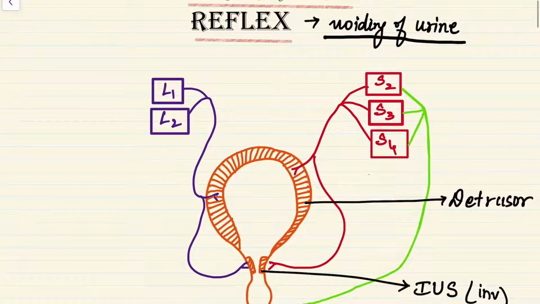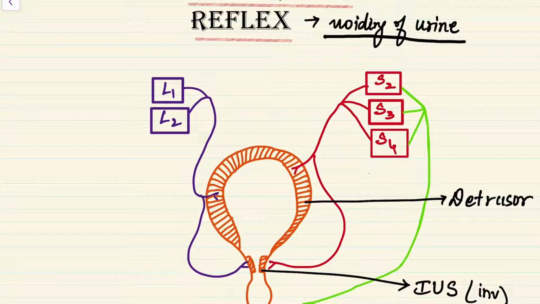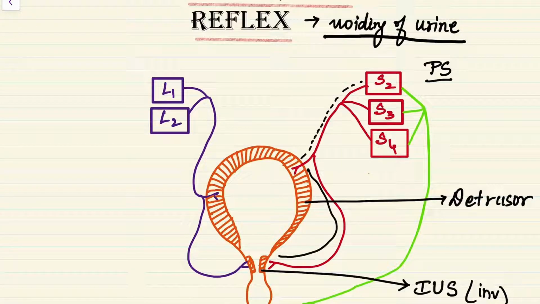This micturition reflex is a parasympathetic reflex. The parasympathetic centers are S2, S3, and S4. These are the afferent nerve fibers that innervate the detrusor muscle as well as the internal urethral sphincter. This causes the contraction of the detrusor muscle and the relaxation of the internal urethral sphincter. As a result, the urine in the bladder is pushed into the urethra.